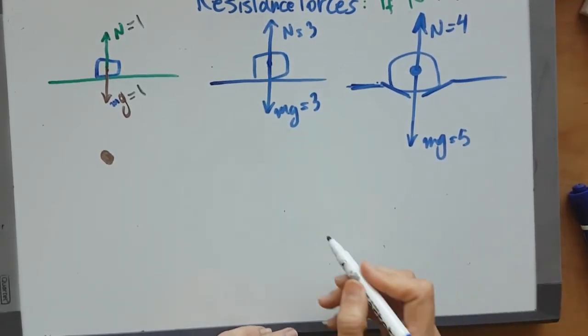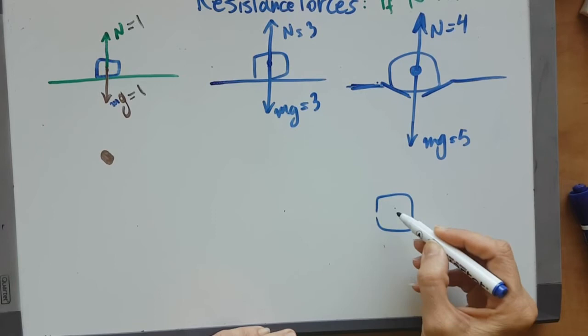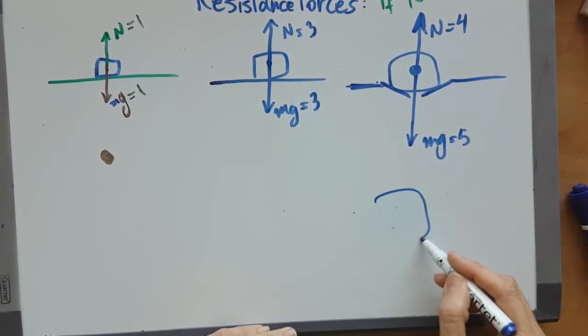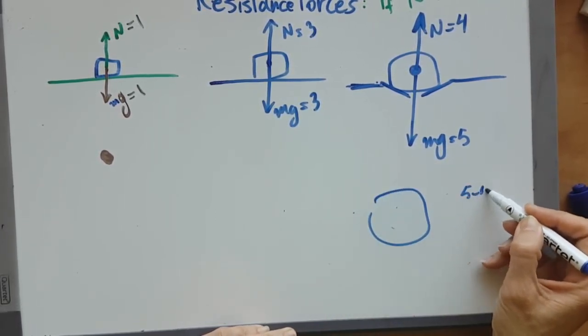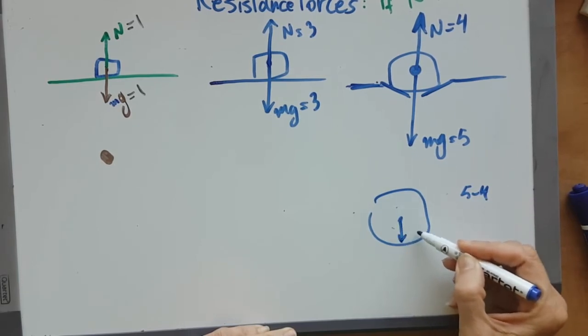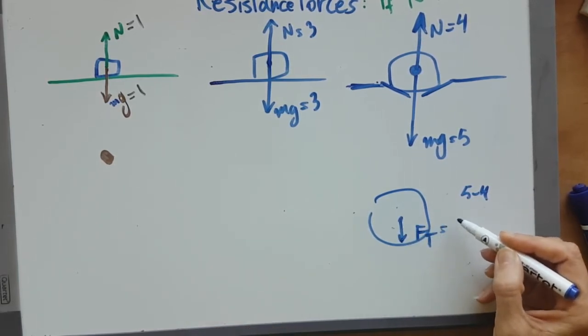So of course then the force applied to such a box would be the total force equals 5 minus 4. So the total force would be 1 in here, which is taking the box inside.